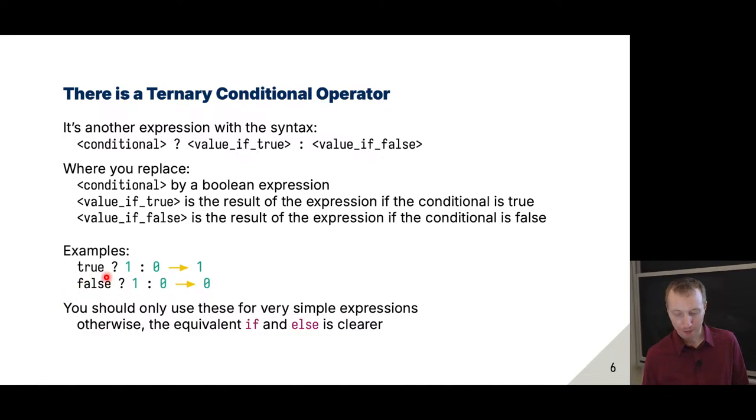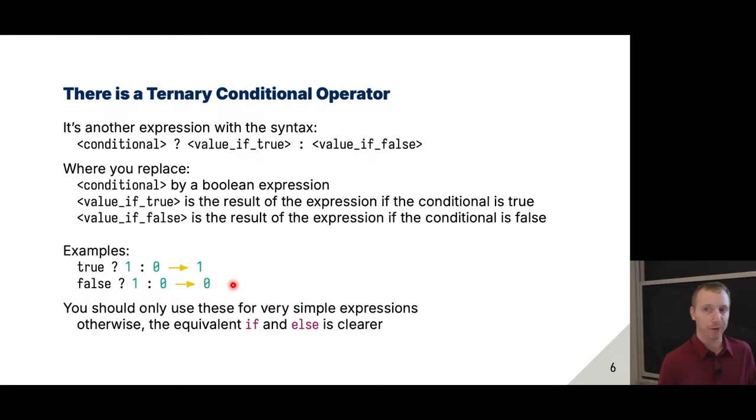So some examples are, well, this one's really, really small, but if you did true question mark 1:0, true is true. So the value of this expression will just be 1. If I do false question mark 0:0, well, it's false. So the result of this whole expression is going to be 0.